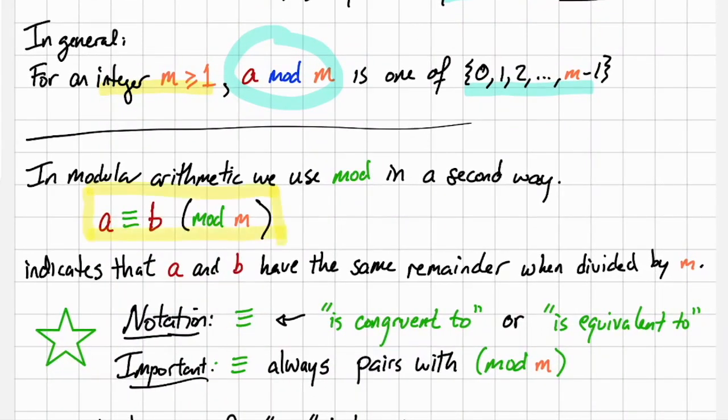In the next few videos, we'll be seeing the word mod used in a different way. We'll be writing this, a triple bar b (mod m). This means that a and b have the same remainder when divided by m. This triple bar notation, it's like an equal sign, but with an extra horizontal line, is read as congruent to, or is equivalent to. So we would say a is equivalent to b mod m, or a is congruent to b mod m. The second thing to notice is that this triple bar always pairs with the mod m at the end. That tells us the modulus under which a and b are congruent.